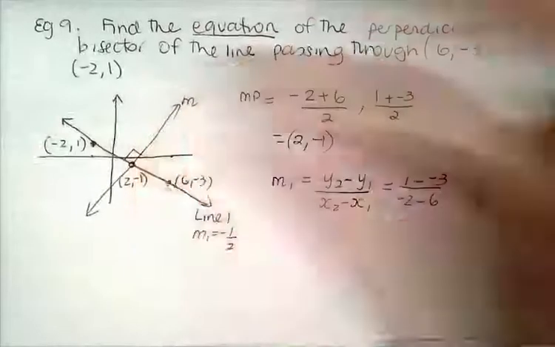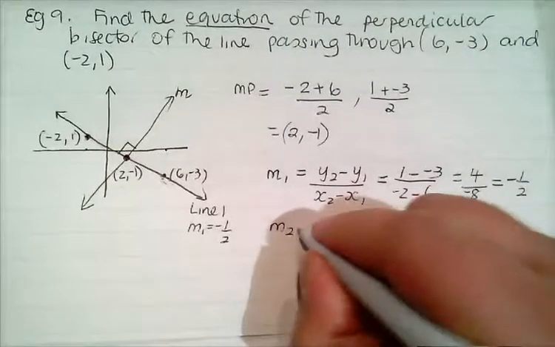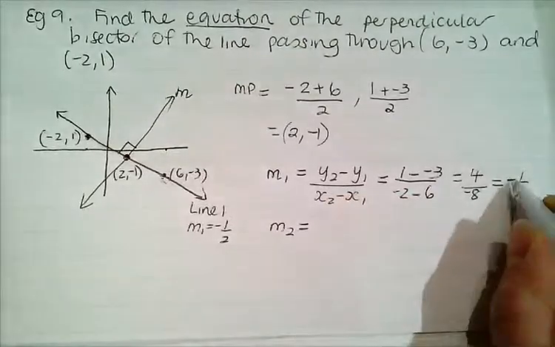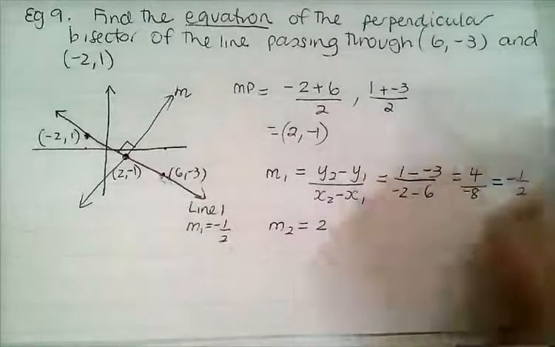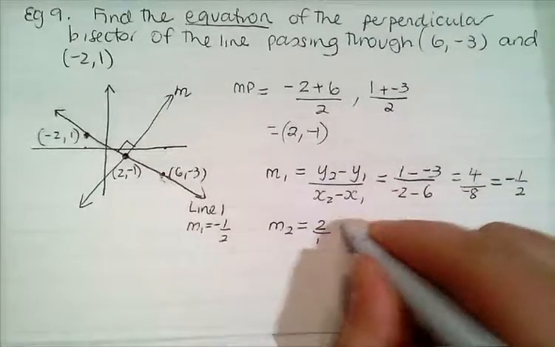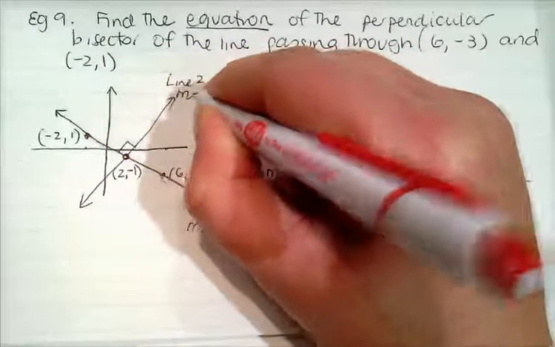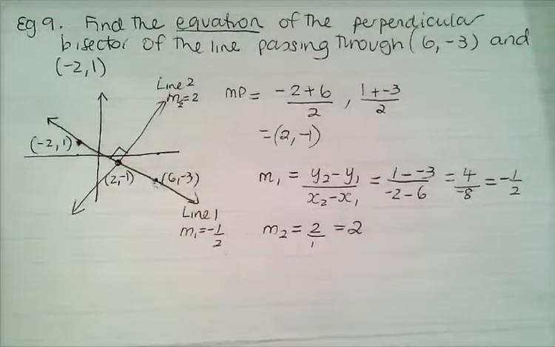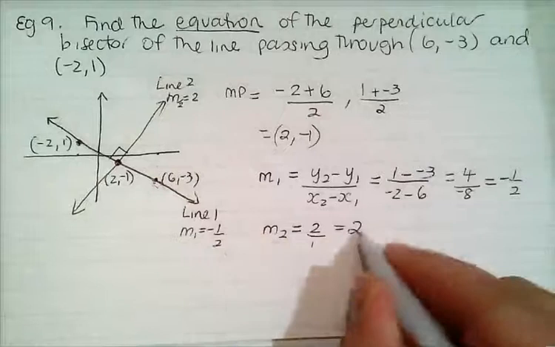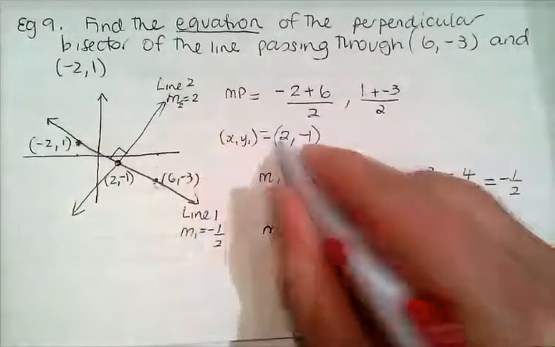So the gradient of this line will be the negative reciprocal of this. So line 2, the perpendicular line, will have gradient. Now, if this is negative, this one will be positive. This is 1/2, and flipping 1/2 you get 2 over 1, or just 2. Okay. So the gradient of this line, this is line 2, m2 happens to be 2. So now I've got enough information to find the equation of my line. Using my gradient of 2, and there's my point there, that's my x1, y1, which is (2, -1).